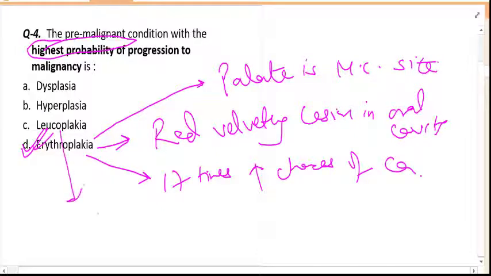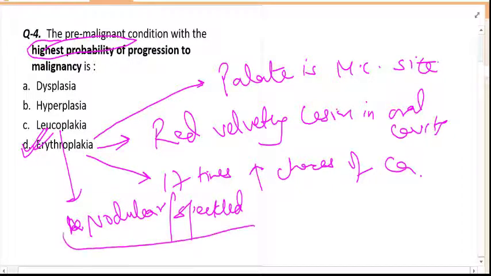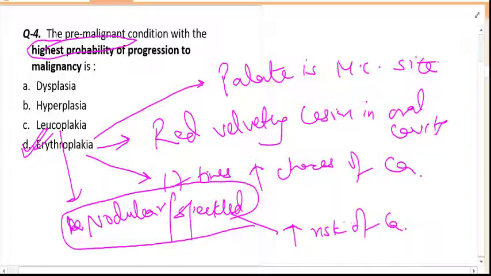Leukoplakia is also pre-malignant. The nodular or speckled type of leukoplakia has the highest risk of developing into malignancy. See, all cases of leukoplakia do not require biopsy or treatment. If you find a whitish patch and the patient is a smoker, ask the patient to stop smoking. Most of the time the leukoplakia disappears.